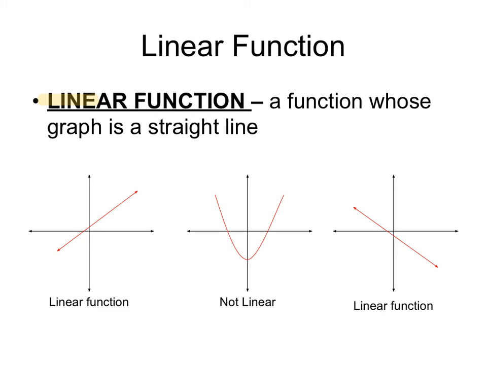Now, on the bottom, we have examples of linear functions. The first one is a linear function. It's a straight line. The last one is a linear function. It's a straight line. The one in the middle is not linear. And you'll learn more about these in Algebra 1. This is a function, it's just not a linear function. And you'll learn something called the vertical line test when you get into algebra.